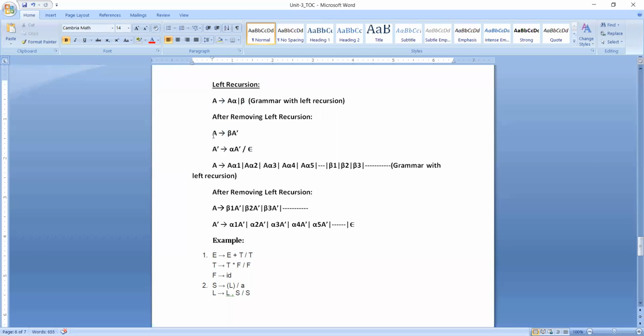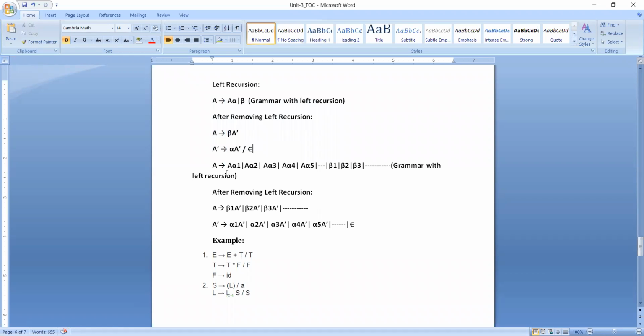So how are we rewriting? We write something like this: A derives to beta A dash, and A dash derives to alpha A dash or epsilon. Coming back to this alpha and beta, all of these are available in our given grammar itself. So this is one type of grammar that involves left recursion.